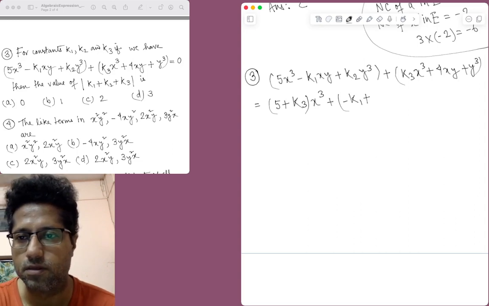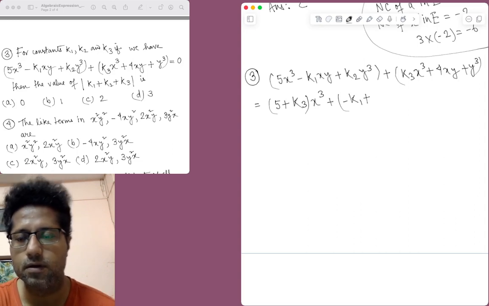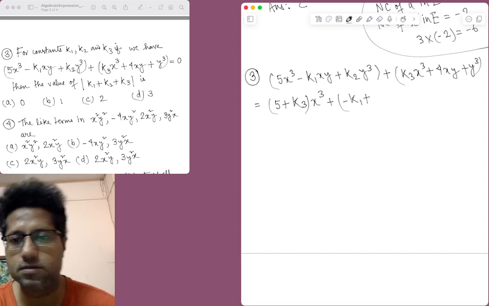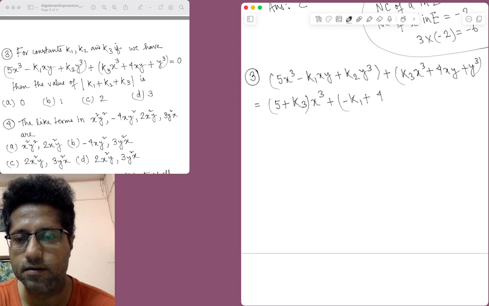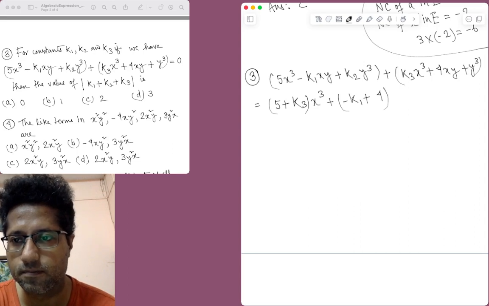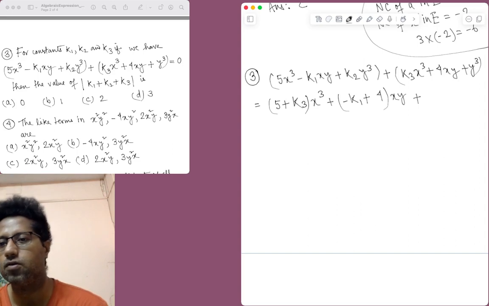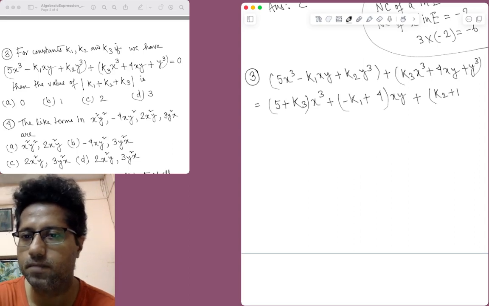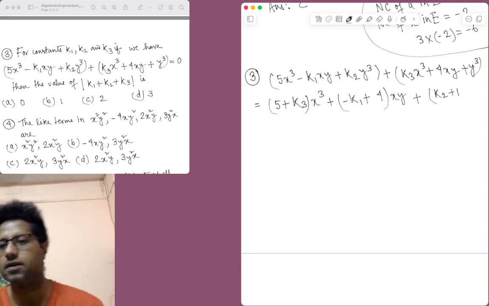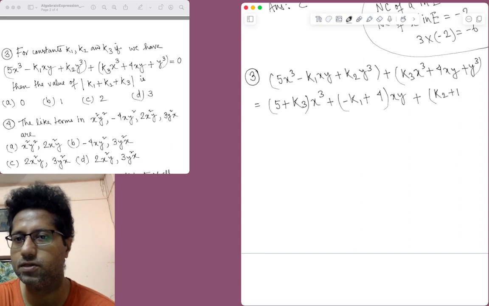Similarly, from the second expression, the coefficient of the term 4xy is 4. So we are adding the like terms having the literal coefficient xy. Now if we add the like terms with literal coefficient y cube, I get k2 plus 1, because in the last term of the second expression, y cube, its numerical coefficient is 1.